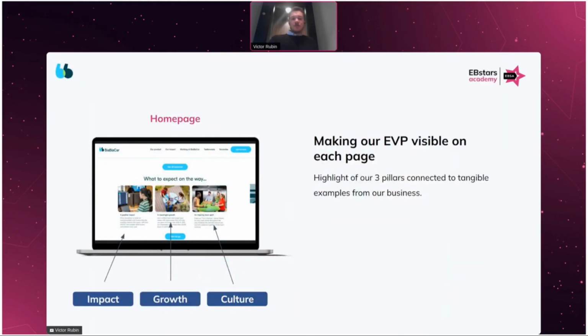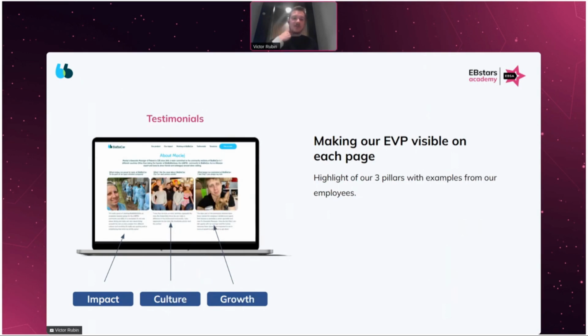And then in order to put the EVP, we did it in different ways. I already mentioned the dedicated pages that we have, but on the homepage, for example, we make sure that every pillar has a dedicated section. So already you can see here on the homepage, but it is also something that we do in the testimonials. When an employee is talking about their life at Babacar, we are doing it through the EVP glasses, like you see. So we have organized this information through these 3 pillars.